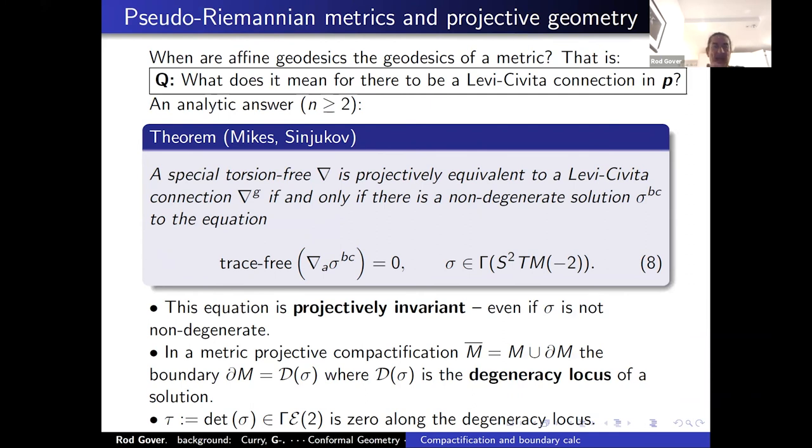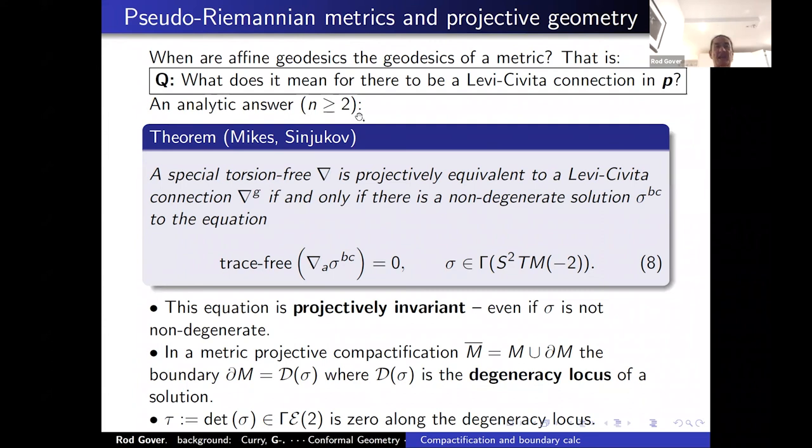Now, to explain how we prove some of those things, and in fact to shed light on the link between projective geometry and metric geometry, you can't really avoid talking about this result of Mikeš and Sinyukov, which says what it means for a Levi-Civita connection to be in the projective class. So let me phrase the question up here. When are the affine geodesics the geodesics of a metric? So what does it mean for there to be a Levi-Civita connection in your projective class?